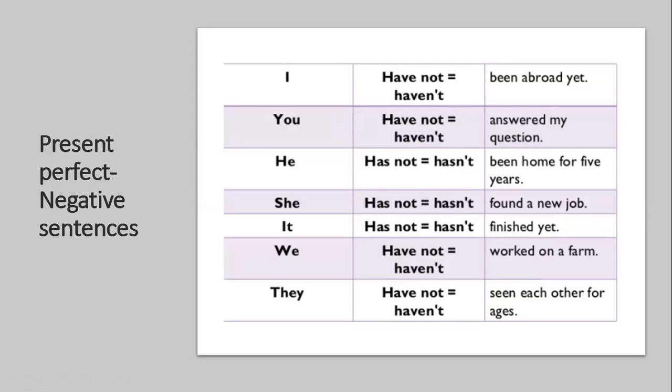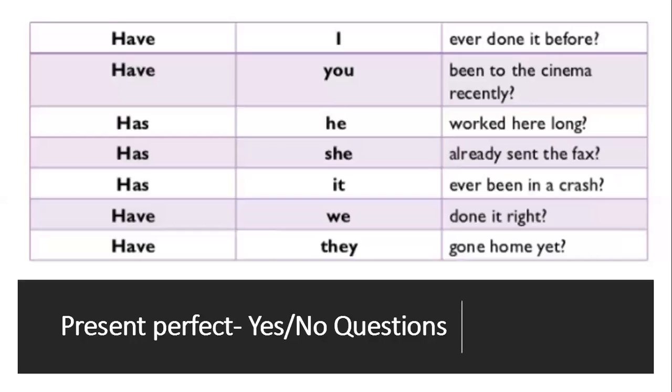Present perfect tense with yes/no questions. The sentence is turned into a yes/no question, and then here, have I ever done it before? Have you been to the cinema recently? Something like that.